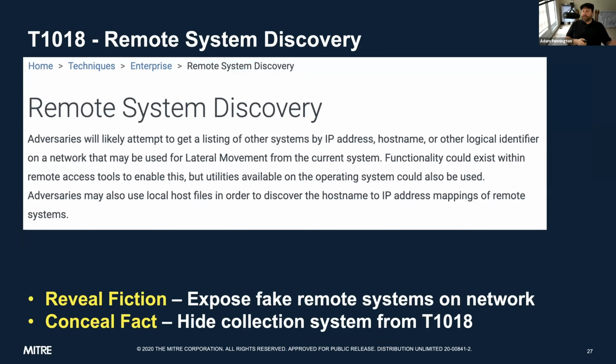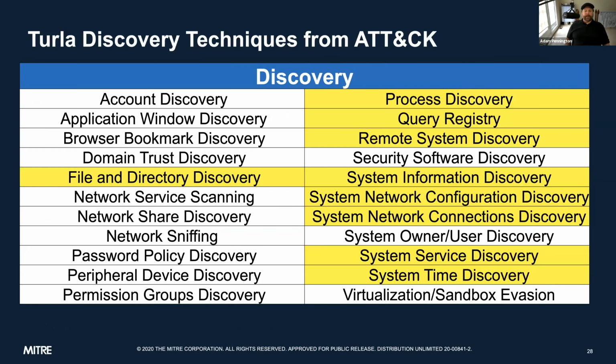And so they're doing this looking for other systems. Maybe the system that we're gathering information from on our deception hosts, well, maybe we don't want them to find that with remote system discovery. So we're going to conceal the fact of our collection system. So let's pick on another technique. So system network connection discovery.